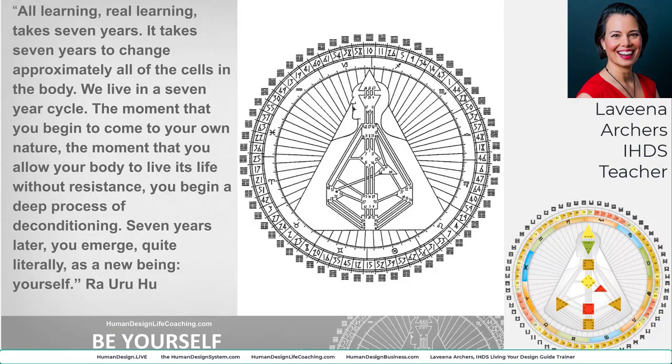Now, for Ra, he says, all learning, real learning, takes 7 years. It takes 7 years to change approximately all the cells in the body. We live in 7-year cycles. The moment that you begin to come to your own nature, the moment that you allow your body to live its life without resistance, you begin a deep process of deconditioning. 7 years later, you emerge quite literally a new being, yourself.